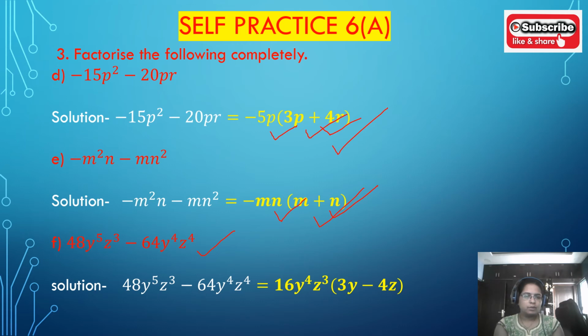So 16 y4 z3 is the common factor. So 16 y4 z3 multiplied with y is 48 y5 z3, and 16 y4 z3 multiplied with z is 64 y4 z4. So 16 y4 z3 multiplied with 3y minus 4z. So 48 y5 z3 minus 64 y4 z4 is the product of 16 y4 z3 and 3y minus 4z.